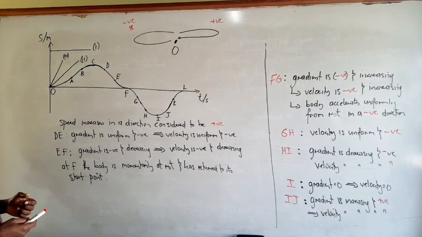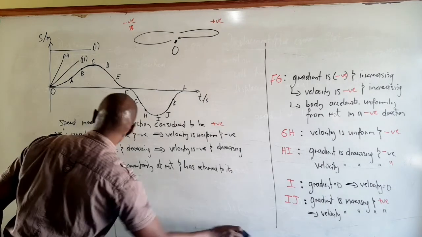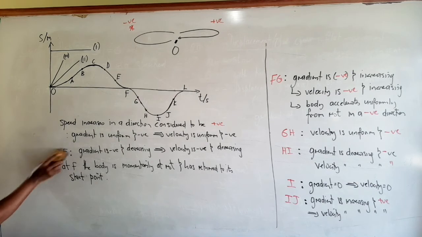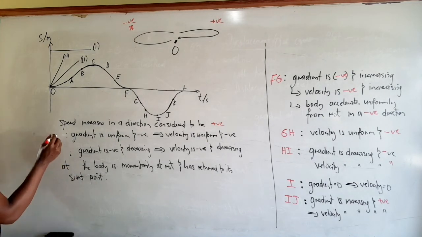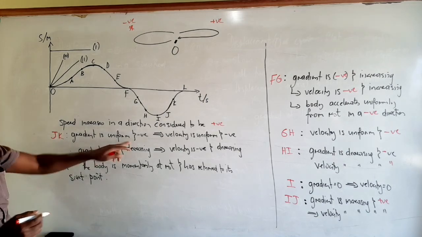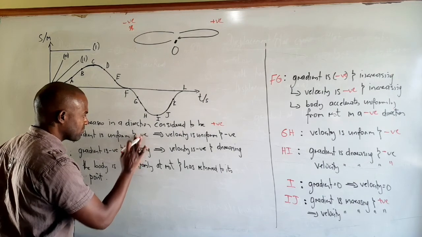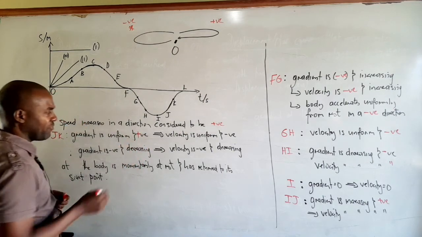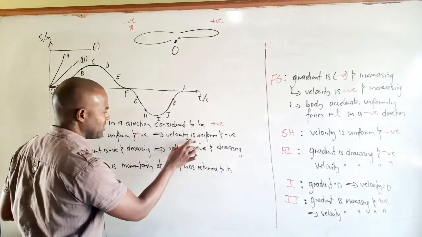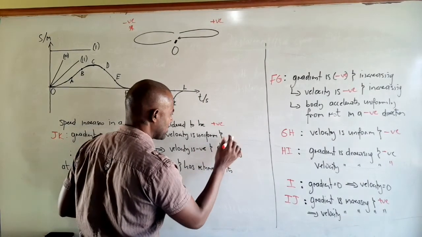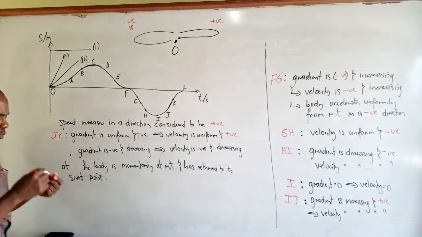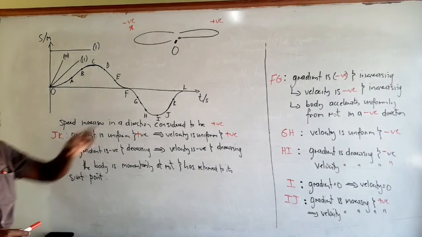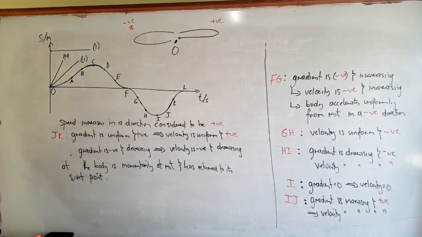Now JK, so JK, the gradient is uniform and positive. So the gradient is uniform and positive, which means that the velocity is uniform and positive, right? So what this basically means is that the body is of course moving with a constant speed back towards O, right?